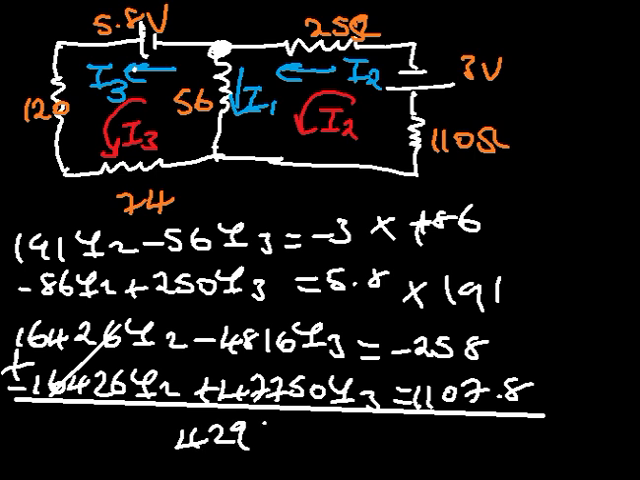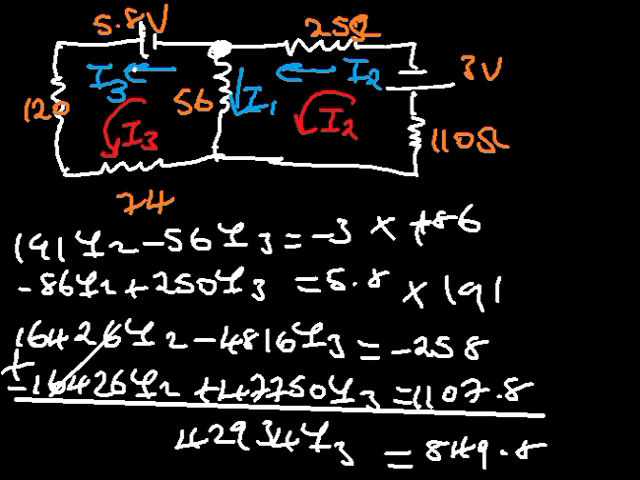and then 934 I3, which is equal to negative 250, should be 258, and the plus 1107.8. Now that will be given as 849.8. So that's the principle behind that.